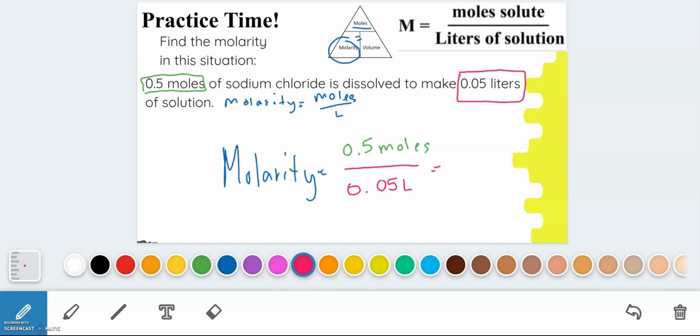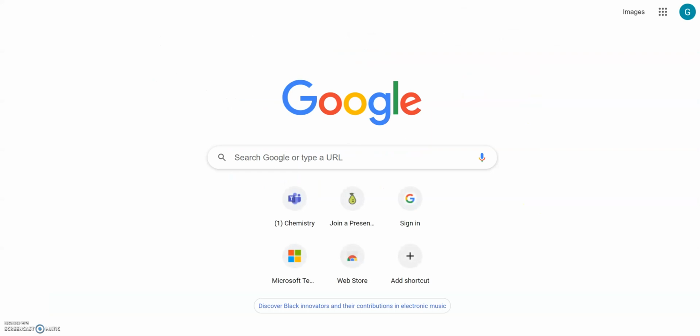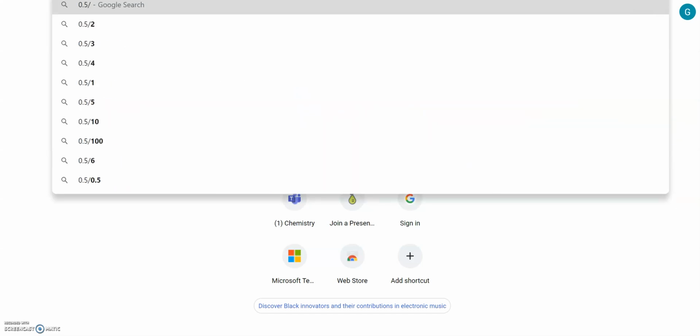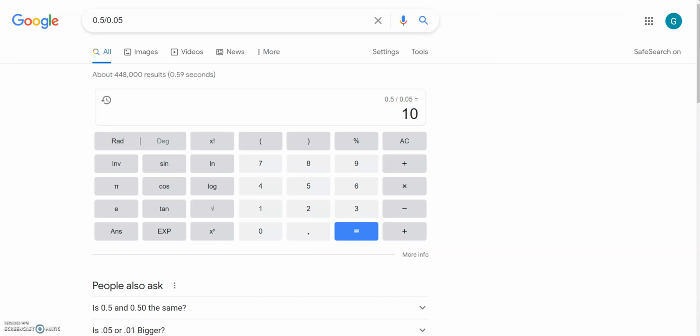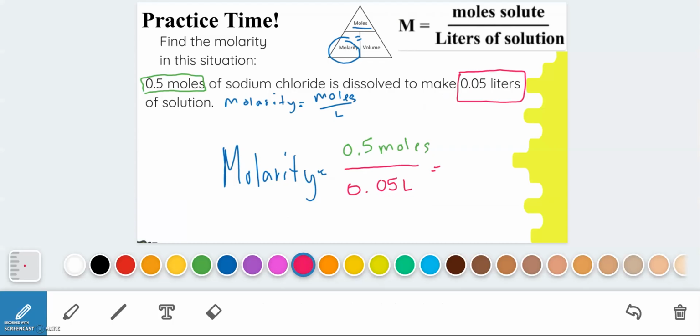And now we solve by dividing those two numbers. So let's get out a Google calculator. It was 0.5 divided by 0.05. And that is 10. So we are going to have an answer of 10 molarity. So capital M is our unit, and the number is 10.